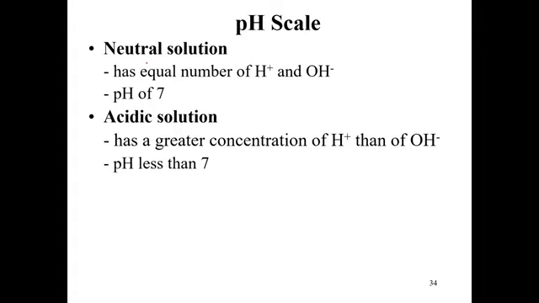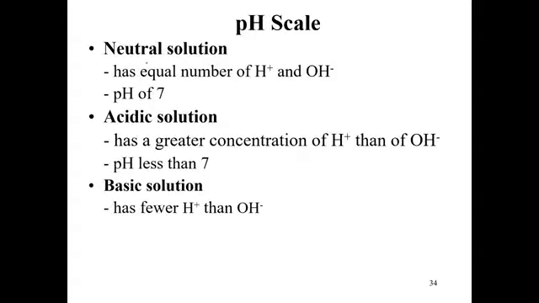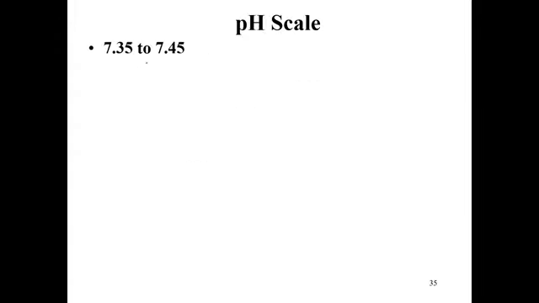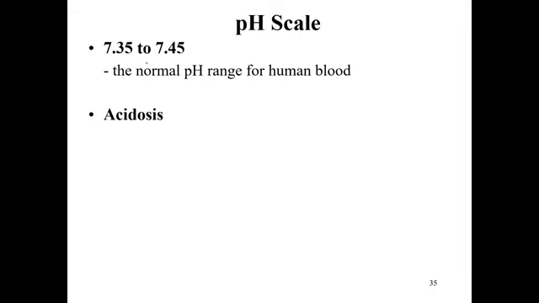So the lower the pH, the higher the acidity. And the opposite is true for basic solutions, which have more hydroxide ions. It is more basic, it has more hydroxide, it is higher on the scale. This is the normal pH range for human blood, 7.35 to 7.45. Human blood is buffered, meaning it can resist changes in pH.